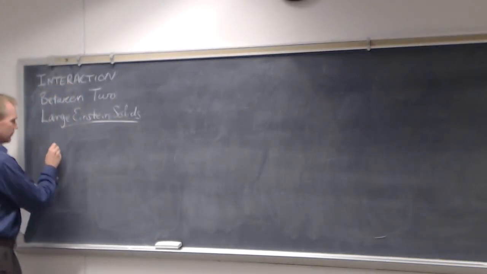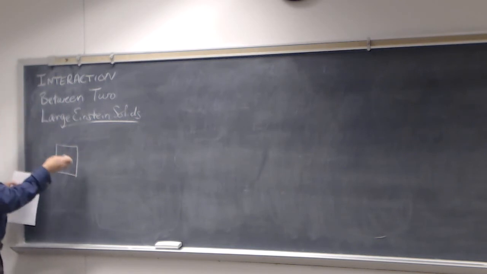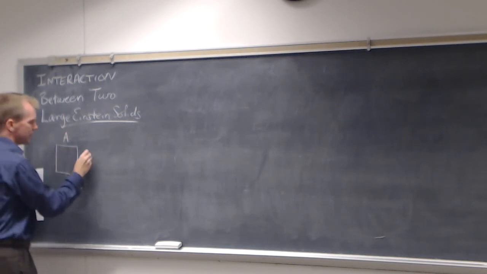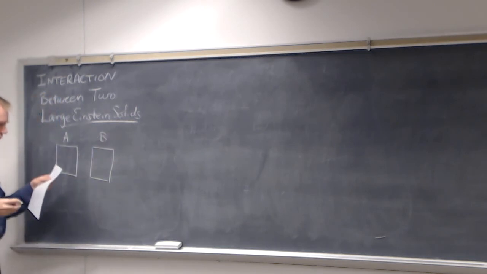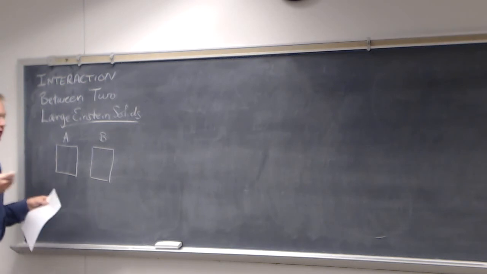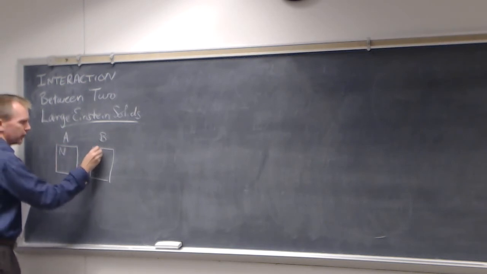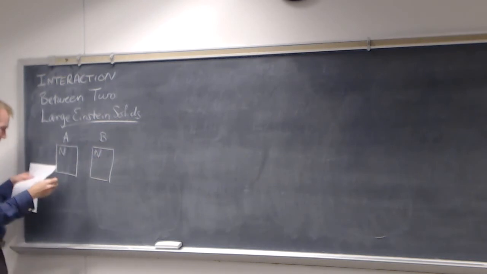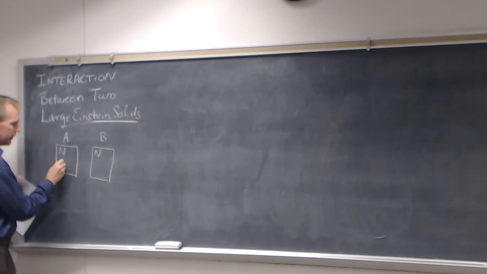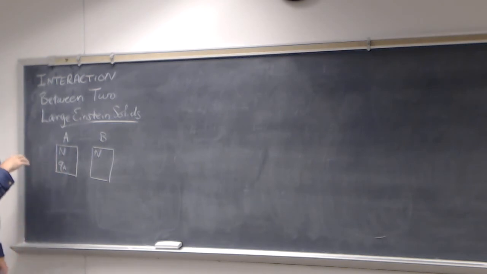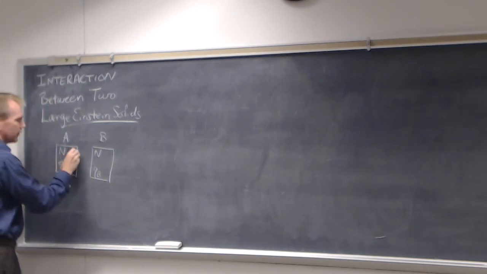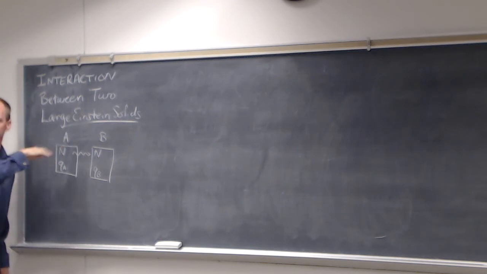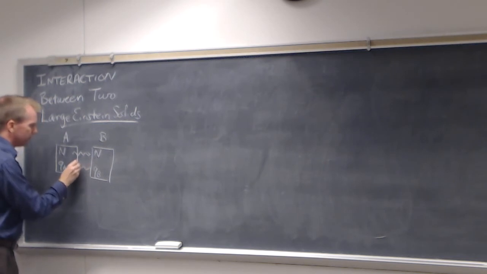So let's say here's an Einstein solid A, and here's solid B. Each one of them has some number of oscillators. Each one has n oscillators. And A has QA units of energy, and B has QB units of energy. The little wavy line means radiation. They can exchange energy. Energy is exchanged with the little wavy lines, back and forth.